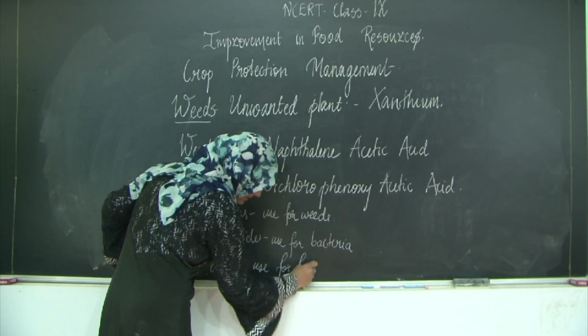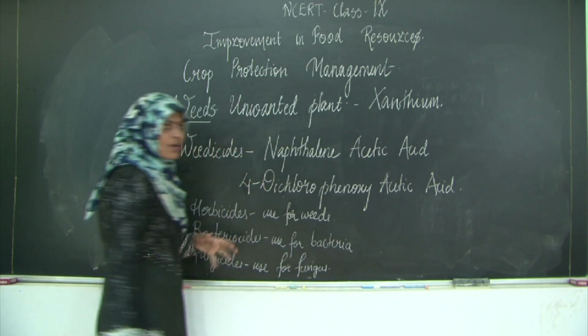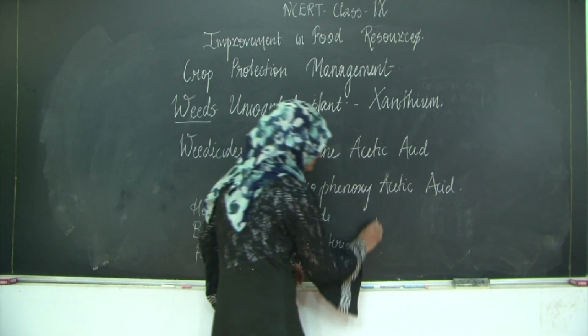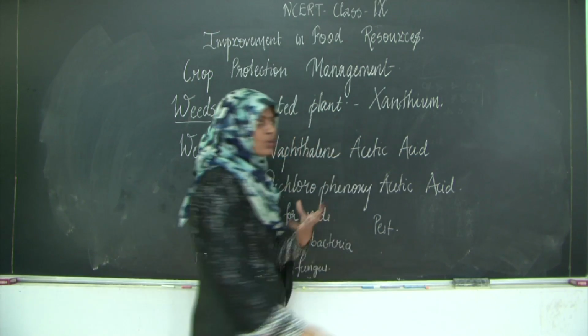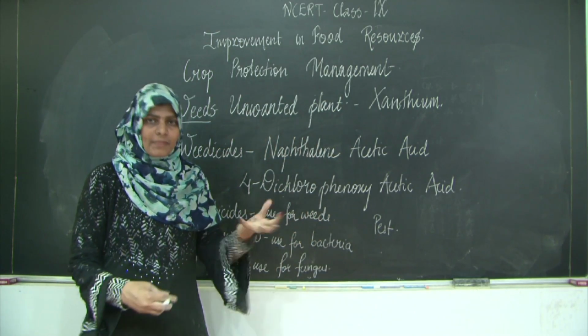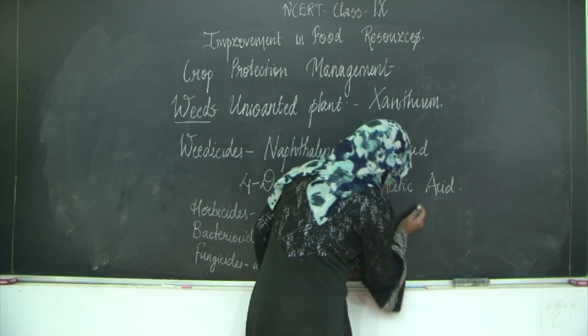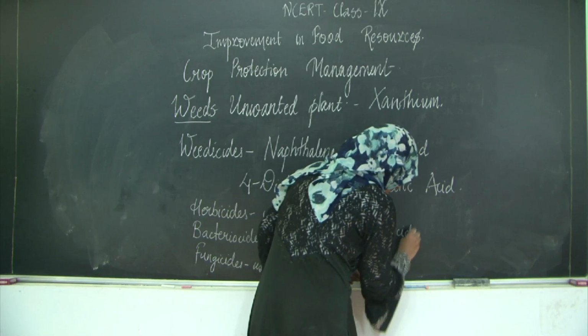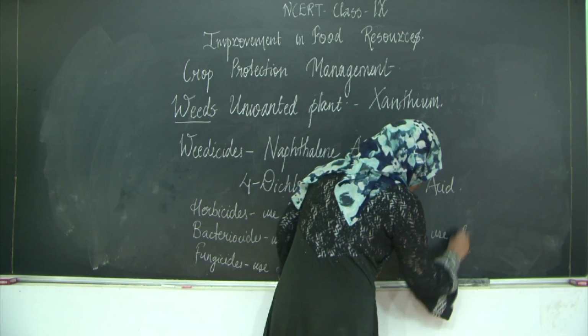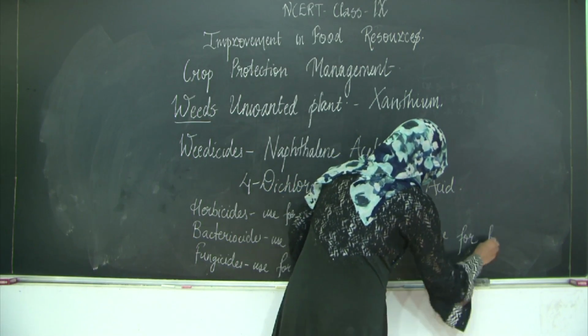Okay, and then I have the last one, pesticides. What are pests? Pests are unwanted animals like your rodents which dig the soil. So the plant, whichever is grown, will fall off because you have dug the soil. So to kill the pest you have pesticides. Okay, so the pesticides are used for pests.